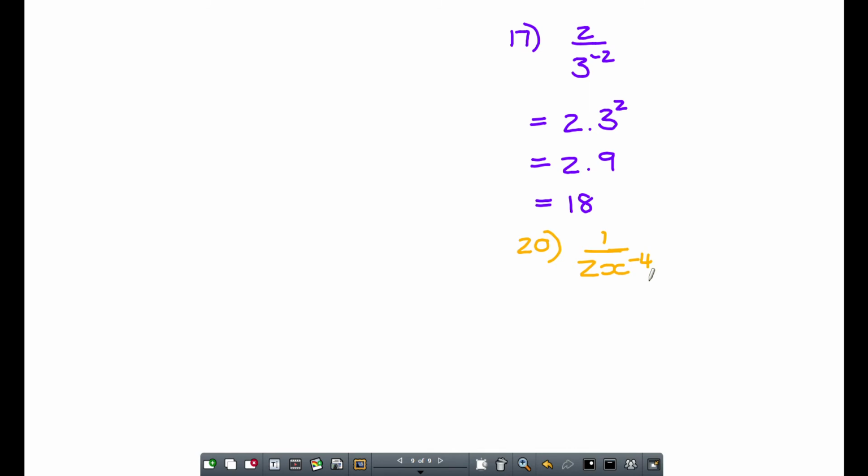Okay, over here, I'm going to move that one to the top. The 2 is going to stay at the bottom, no? So jy gaan hy x to die mag positief 4 op 2.